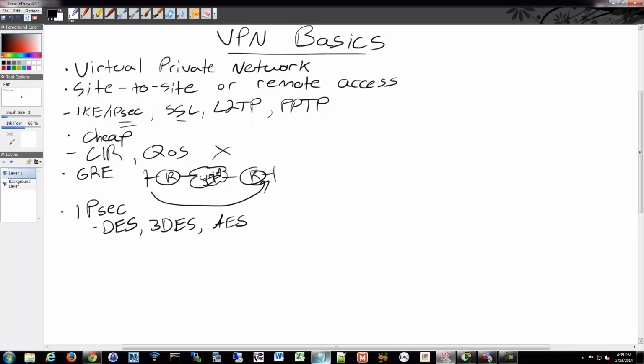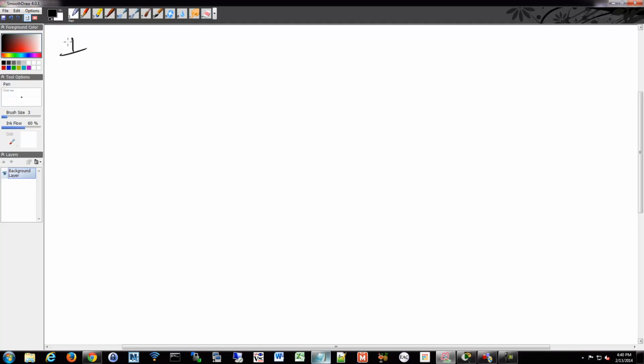There's other algorithms that can be used as well, such as MD5 and SHA of various flavors, which can be used for data integrity, which we'll talk about. So it's kind of modular in that IPSec is the framework, and then you can pick and choose what you want to use within this. IPSec provides all the things that GRE does not, basically.